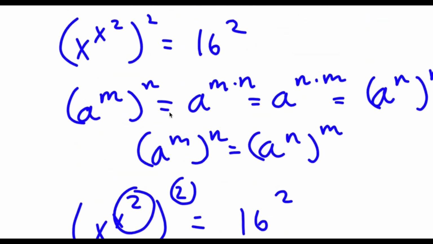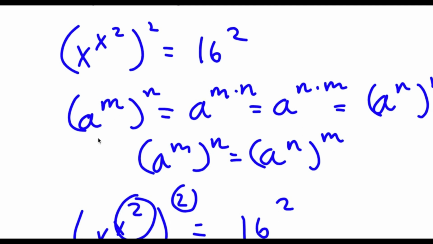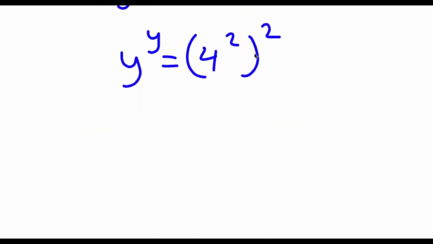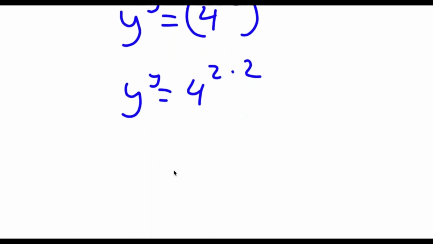Now if we go back, remember that if we have something in the form a to the power of m to the power of n, this is equal to a to the power of m times n. So 4 to the power of 2 to the power of 2 is going to equal 4 to the power of 2 times 2. And 2 times 2 is equal to 4. So I have y to the power of y is equal to 4 to the power of 4.